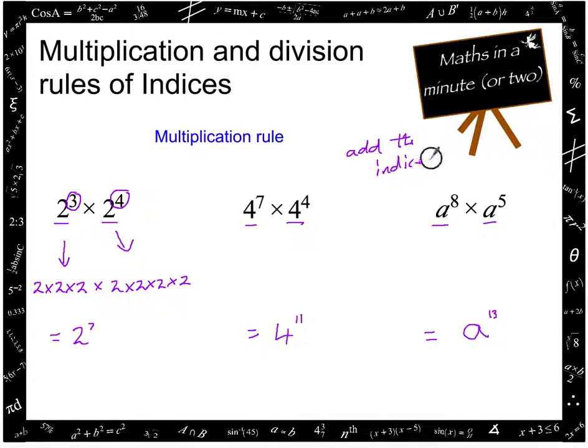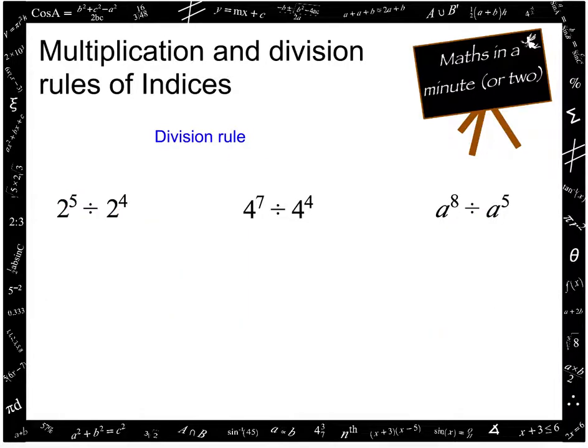Now when you are dividing, I'm going to show you again on the first one why it works. So 2 to the power of 5 would mean 2 times 2 times 2 times 2 times 2, and we're dividing by 2 times 2 times 2 times 2, which is 2 to the power of 4.